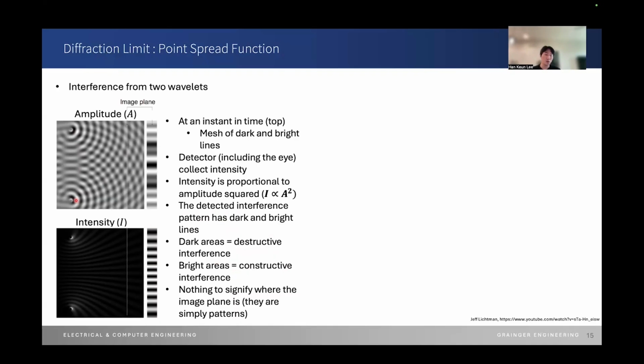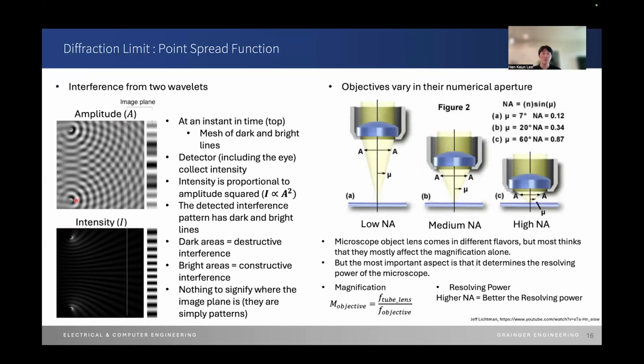So far, I only talked about the pattern that two different wavelets are creating. I did not even talk about the question that we were first asked: what is the point spread function when the light passes through the objective lens of the microscope system? In order to answer that question, we first need to understand the objective lens. The objective lenses vary in their numerical apertures.